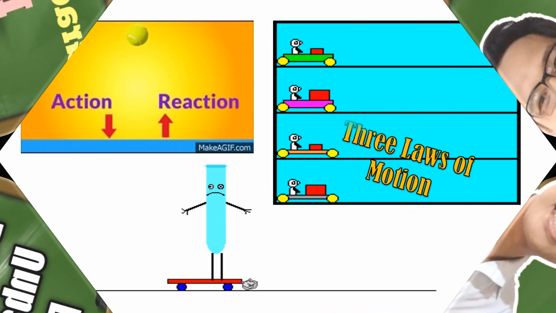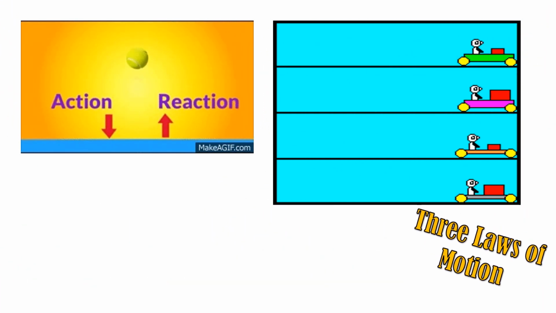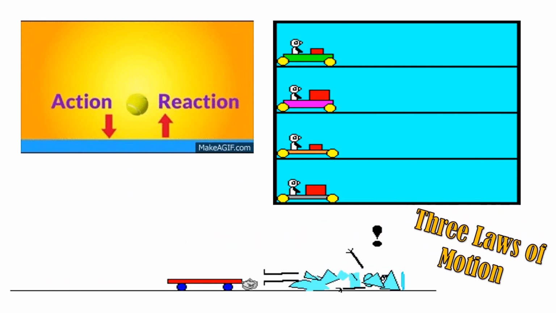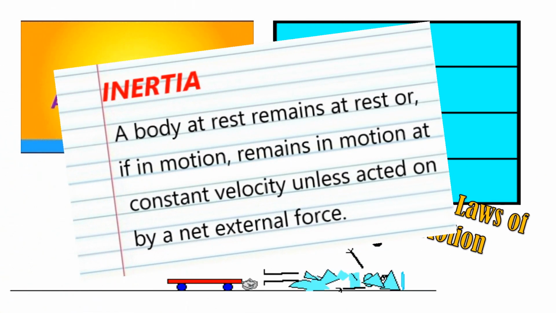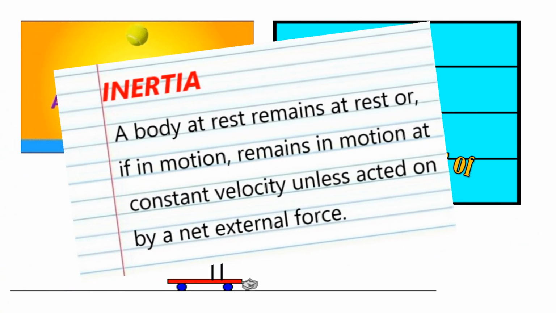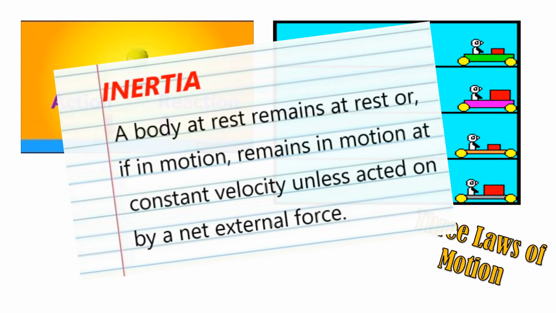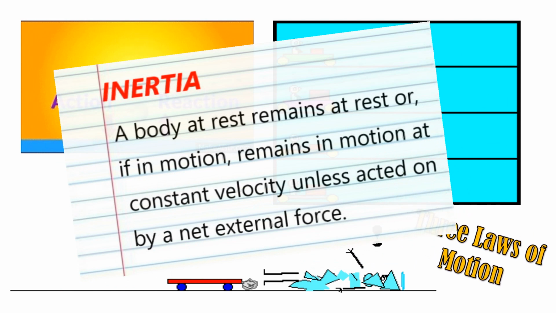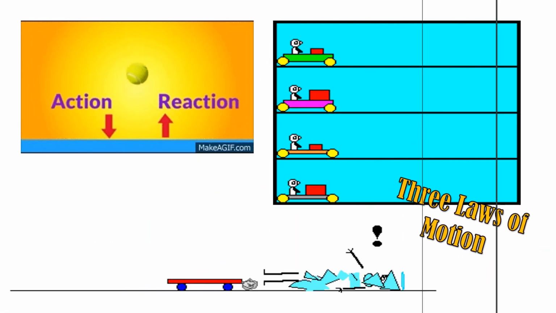In our last video, we discussed the three laws of motion. Let us state them one by one for us to recall the concepts. The law of inertia states that a body at rest remains at rest, or if in motion, remains in motion at constant velocity unless acted on by a net external force.